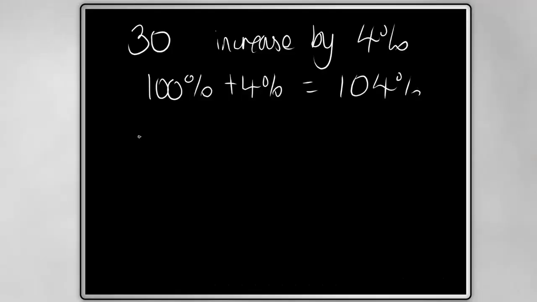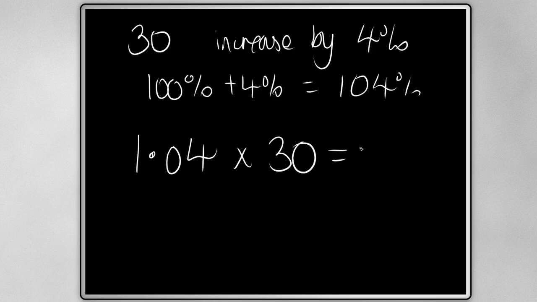So I'm going to use my multipliers that we talked about earlier. I'm going to convert it to a decimal. So 104% as a decimal is 1.04. So to find 104% of 30, I'm just going to do 1.04 times 30, and I get 31.2 as my answer. So I have now increased this by 4%.